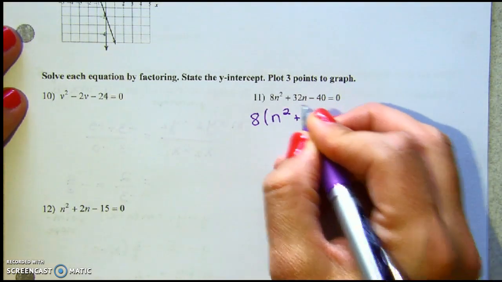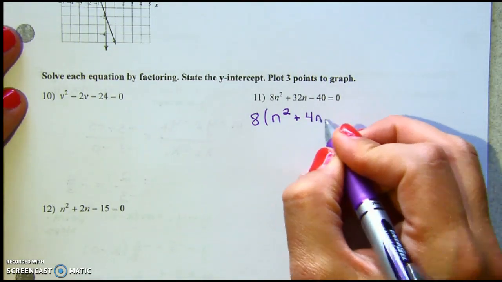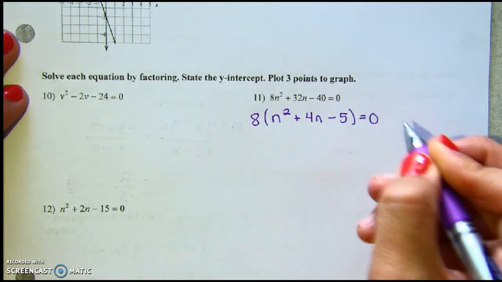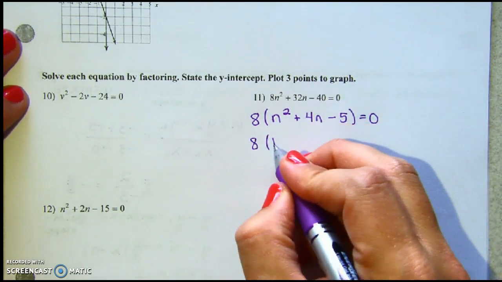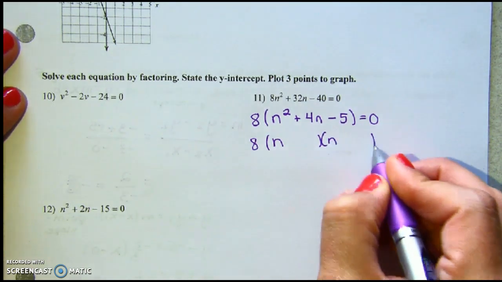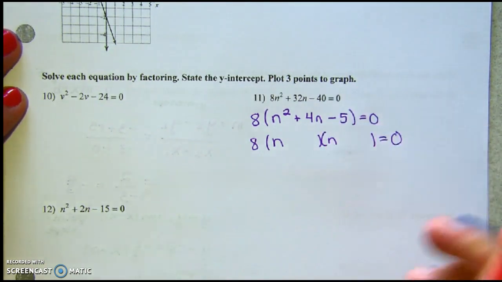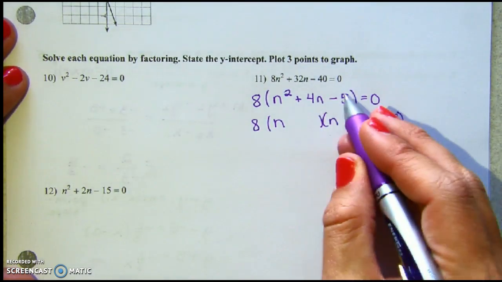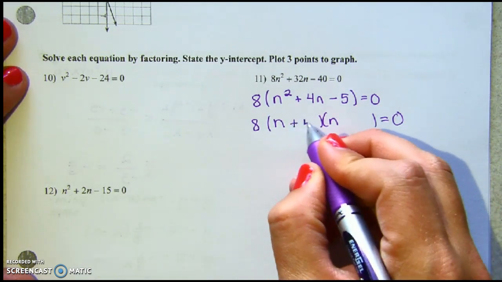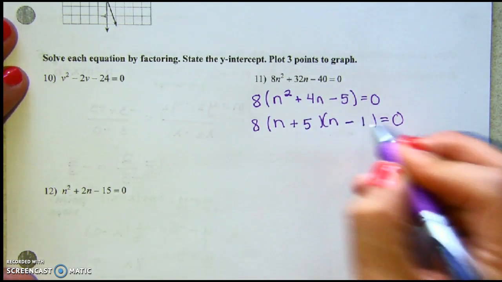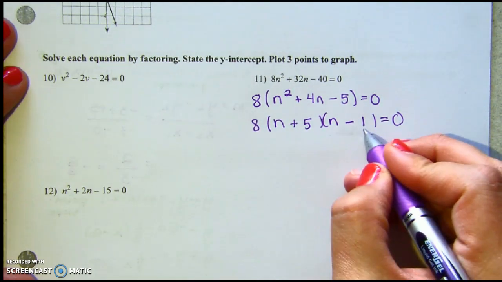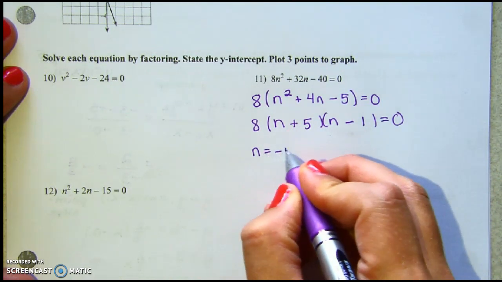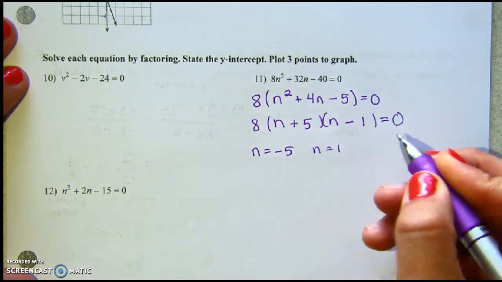Now 8 times what is 32? Times 4. 8 times what is -40? Is that -5? Yeah. Not a fan of the letter n, but it's okay. I can get over it. I'd rather it be x because I want you to graph this. And you're like, what do you mean graph it? I'll show you. Okay, what multiplies to get -5 but adds to get +4? That's going to be +5 times -1. +5 plus -1 would be 4. Okay, fantastic. So n equals -5 and n equals 1.